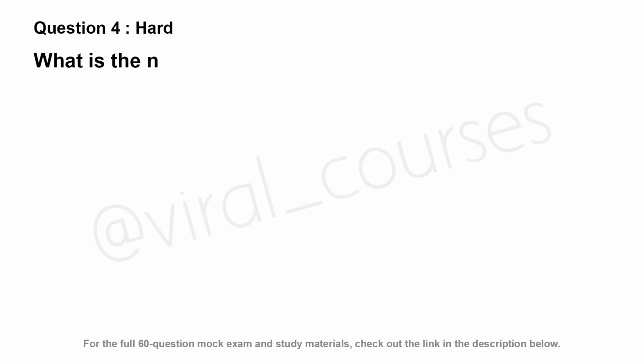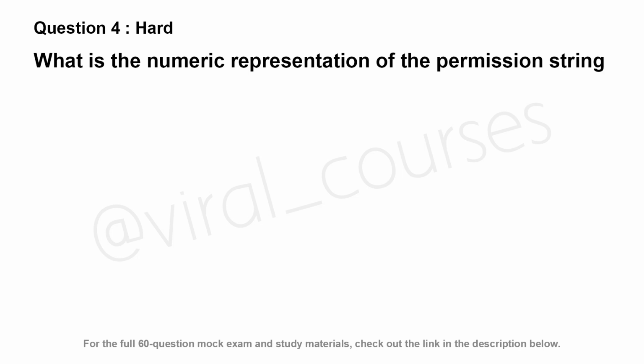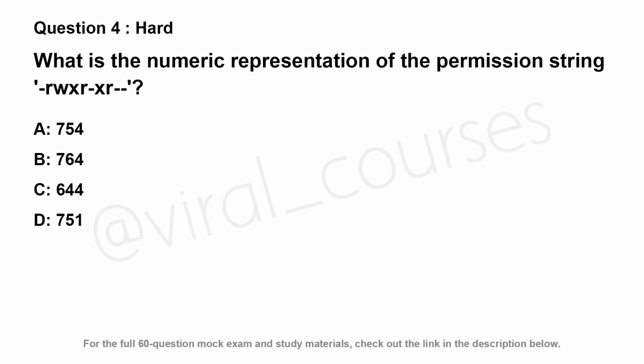What is the numeric representation of the permission string rwxr-xr--? Option A, 754. Option B, 764. Option C, 644. Option D, 751.